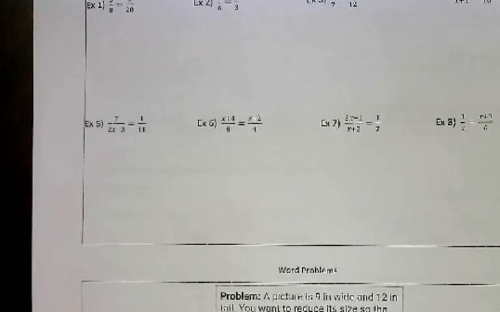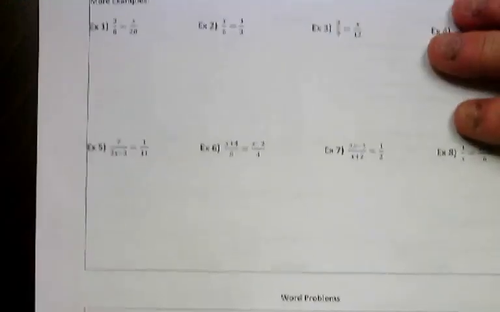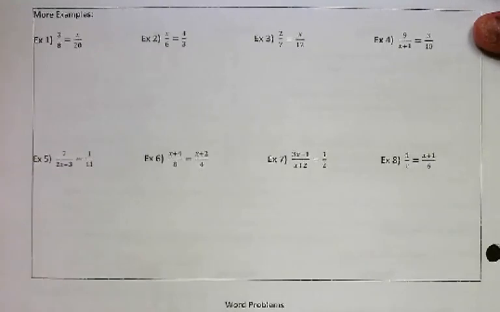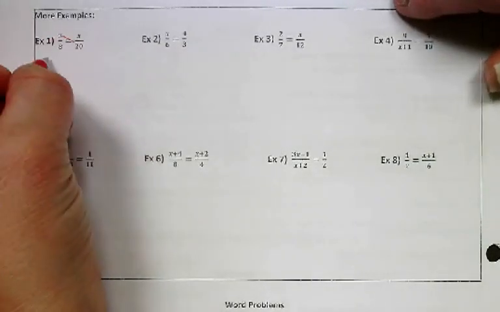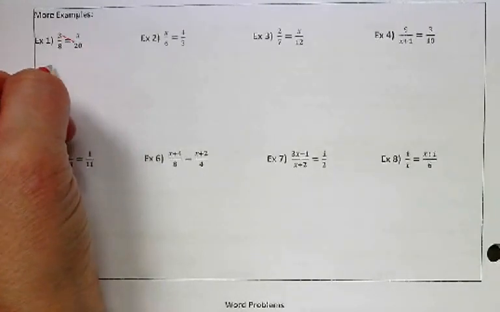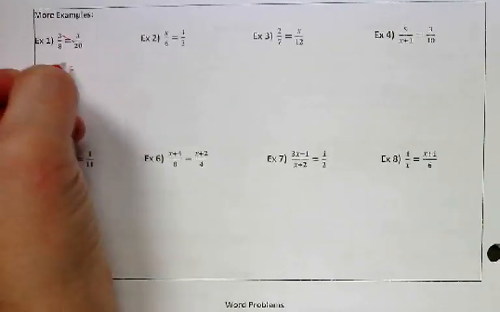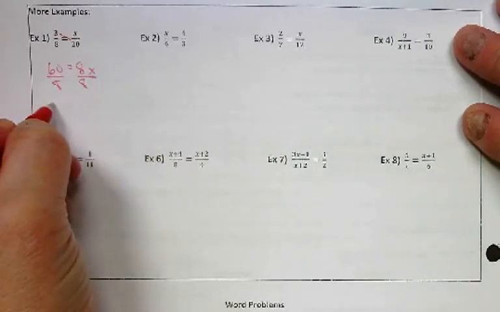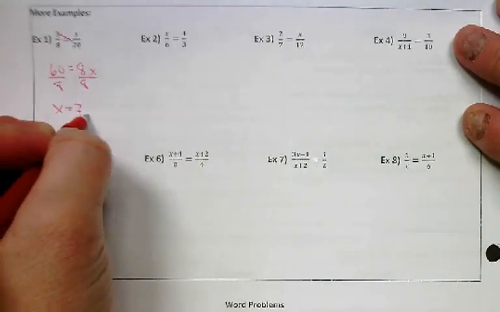All right, so let's take a look at some more examples, and these are going to get a little more difficult. As these get more difficult, you're going to think that you can do them in your head, but you need to remember that sometimes you'll forget some steps, so it's important that you write these out. Okay, so I'm just going to do 3 times 20. 20 times 3 is 60, equals 8x. Divide both sides by 8, and I get x equals 7.5.